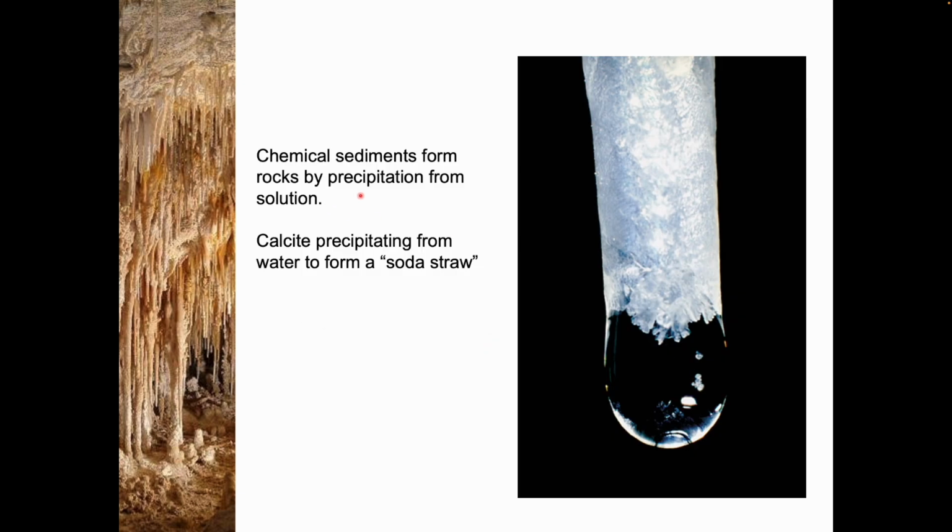Chemical sediments ultimately form rocks by precipitating out of solution. Here we can see calcite, a mineral, precipitating directly out of this water droplet to form something called a soda straw, which is a type of cave formation that I'll talk about in more detail shortly. But we can see these sharp angular edges of this crystal, which is growing into this water droplet. We can even see small pieces of calcite suspended in this water droplet a little bit further below.